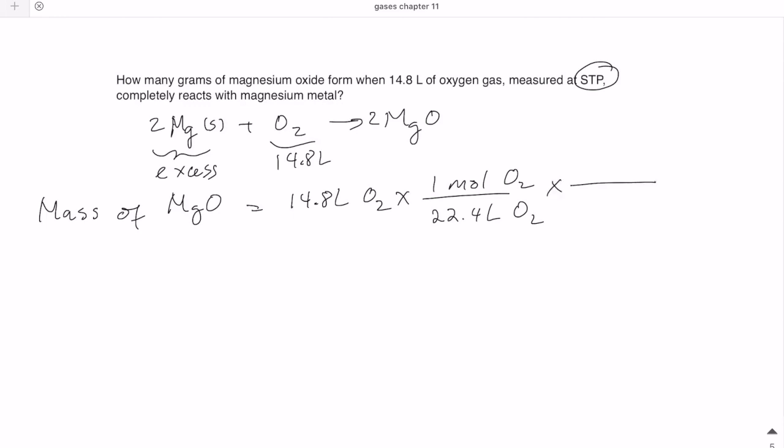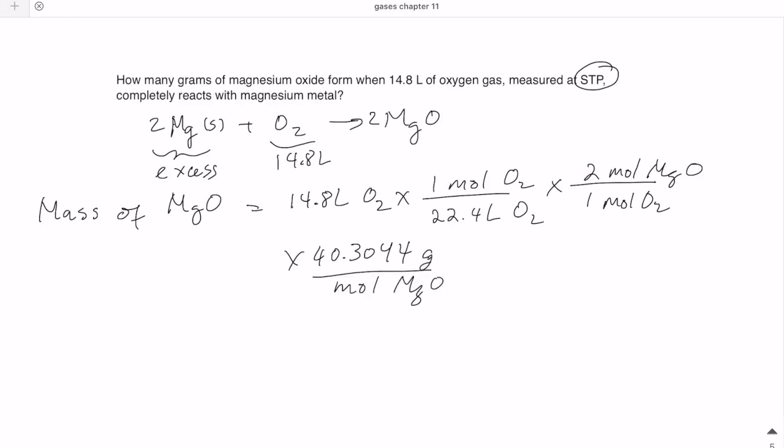And then I can use my balanced equation to convert the oxygen to the magnesium oxide, which is a 2-to-1 relationship, and then multiply by the molar mass of MgO, which is 40.3044 grams per mole. And all these units cancel away, giving us in the end the mass of magnesium oxide. This gives us 53.3 grams.